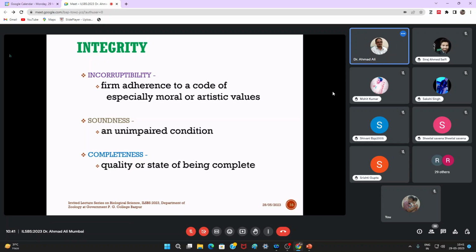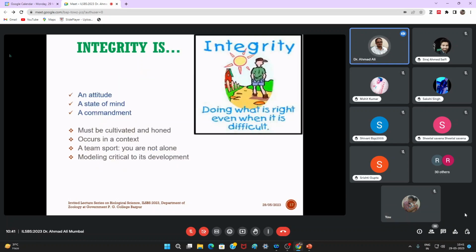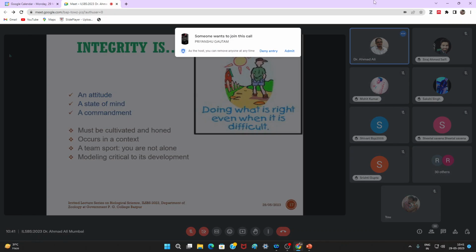So it is adherence to a code of especially moral or aesthetic values, soundness and unimpaired condition. There should be no bias or concealing of data. Completeness: the quality or state of being complete. Whatever information you are providing should be complete, nothing hidden, nothing over-reported, and so on. So, just as in a cartoon, doing what is right even when it is difficult.